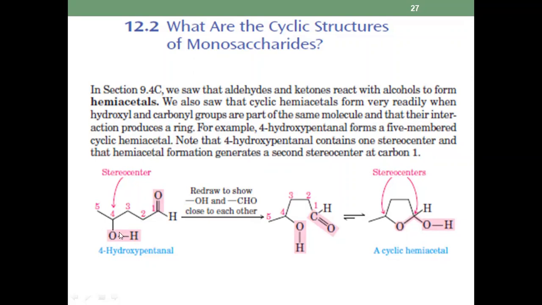So they can actually react. This is like an alcohol. It can actually react here. For this to react, you want to get these to be in close contact with each other. This is like an alcohol. This is like an aldehyde.